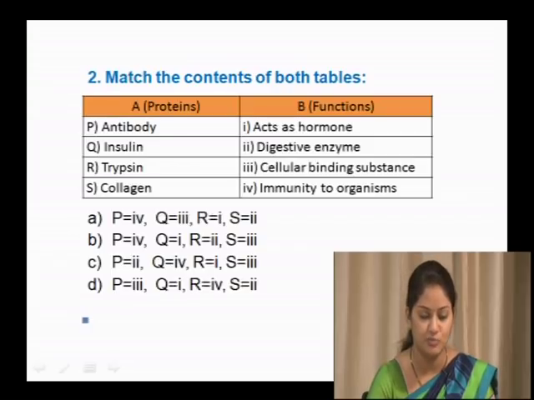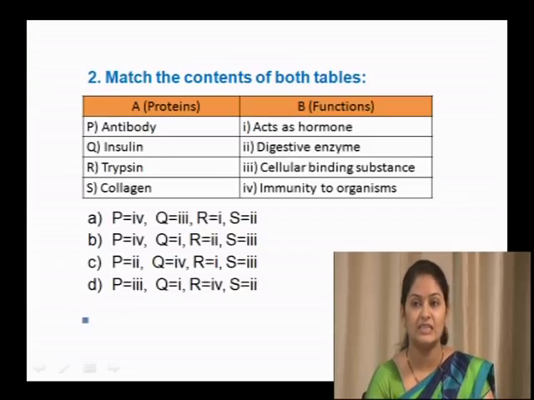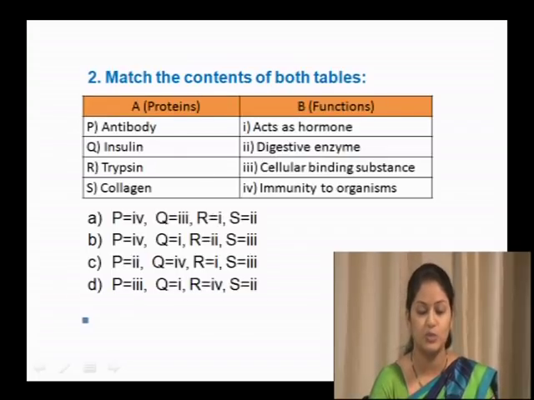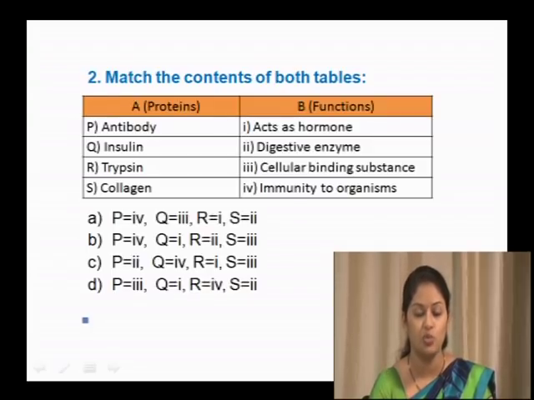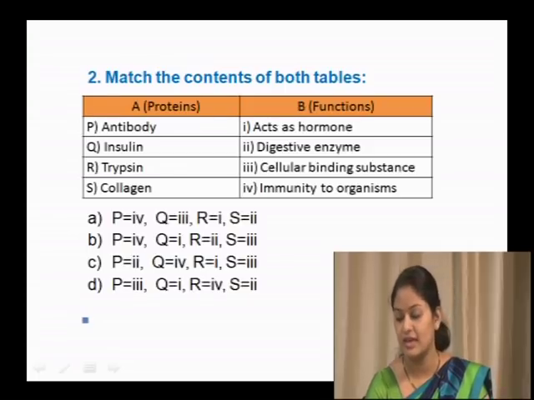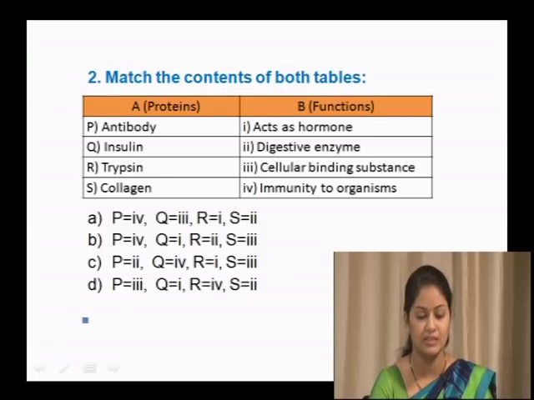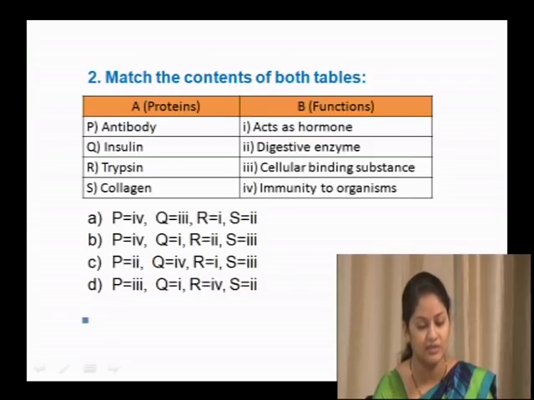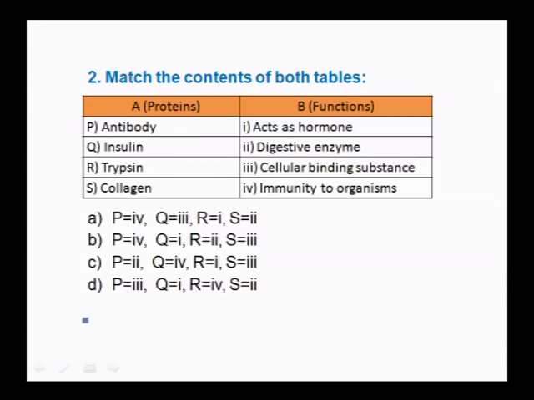Next comes trypsin. Trypsin is a digestive enzyme. And the last one, collagen, is a binding material found between the animal cells which holds all the cells together. So the option for these matching tables is option B, that is P4 Q1 R2 S3. Moving on to the next question.